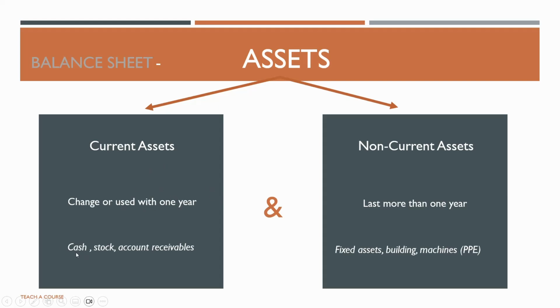A typical example is the cash. Every cash that the company owns, or cash and cash equivalent. We have the stock, which is most often called the inventory. And we also have the account receivables. Account receivables here means, as beginners, the debtors of the company.